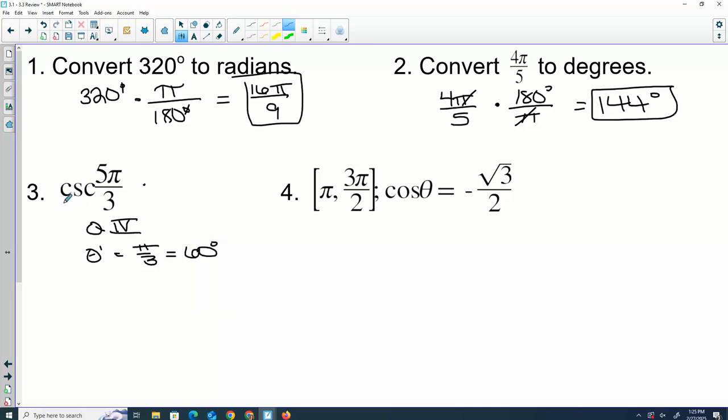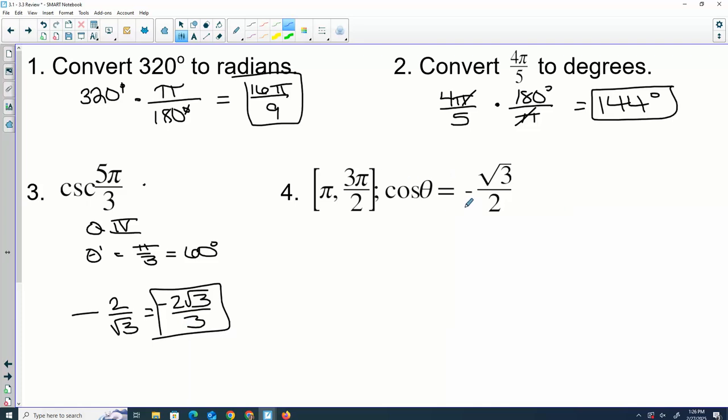So cosecant is the reciprocal of sine. In quadrant 4, sine is negative, so cosecant would be negative. If we do the sine of 60, that's radical 3 over 2. So cosecant would be the reciprocal. So negative 2 radical 3 over 3. Alright, so there'll be a section of problems like that, and I am giving you more practice on those today. Is that part okay?